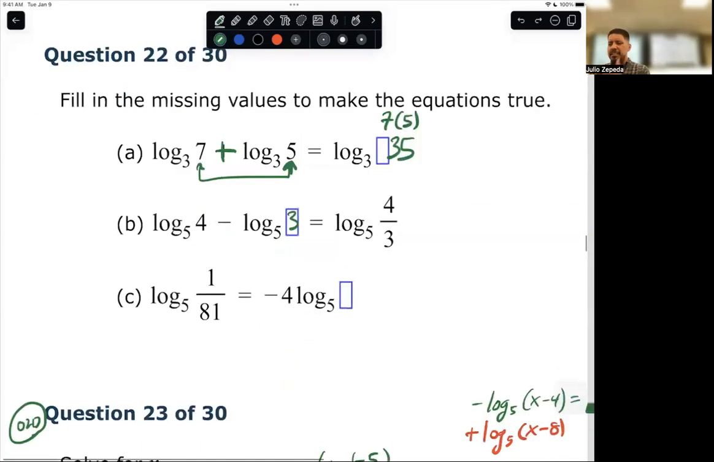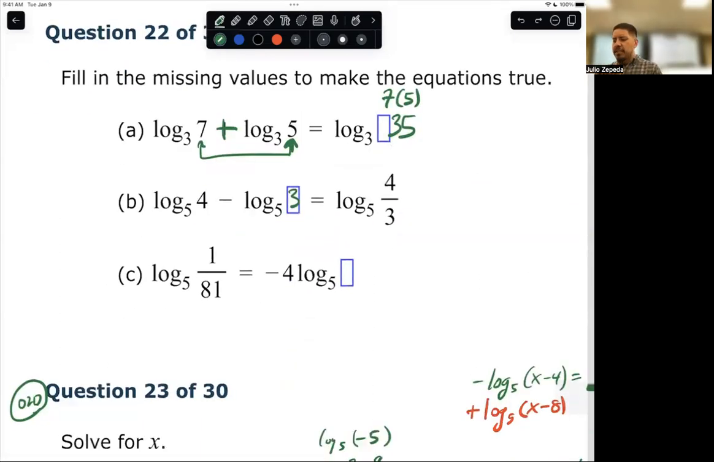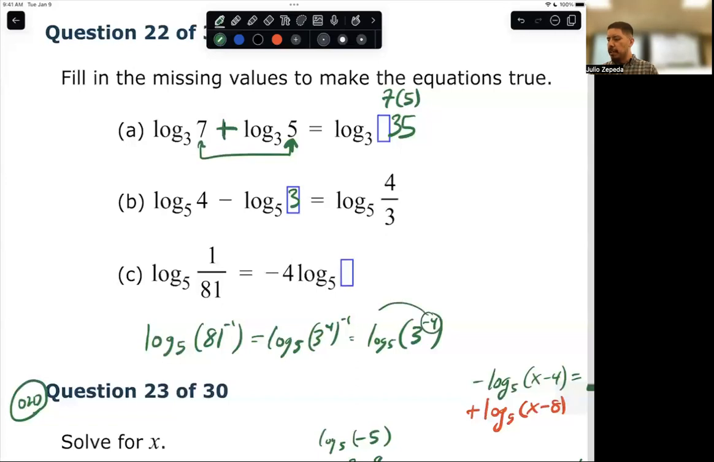Another way to think of this, let's see. You could say this is log base 5 of 81 to the -1st power. It's kind of a roundabout way, I guess, to do it this way, but log base 5, 81 is 3 to the 4th power. And that's raised to the -1, so this is log base 5 of 3 to the -4th, and then that -4 can come out front. So this is -4 log base 5 of 3.